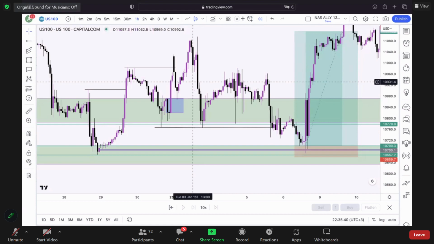Okay, so as long as it's got the displacement and it's got the break of structure in that direction, then you are all set to go on the last down candle. Sure. Thanks, Ali. No worries, go for it.